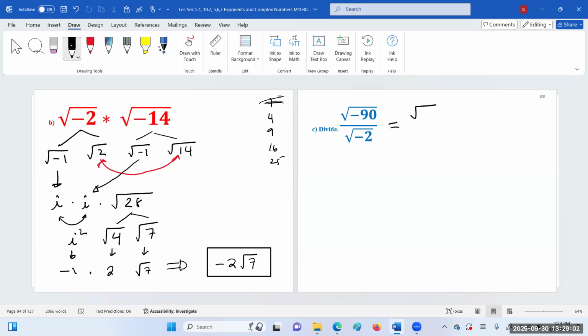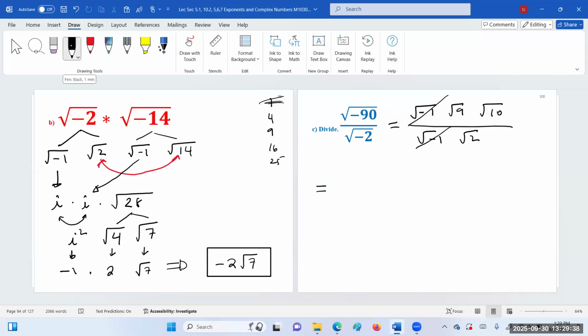When you see 90, what comes to your mind? Okay. So square root of -1, square root of 9, and square root of 10. Okay. No problem. And how about the denominator? What do you see on the denominator? Good. Good approach. Not bad. And then you see they're the same exact thing. We're allowed to cancel them.